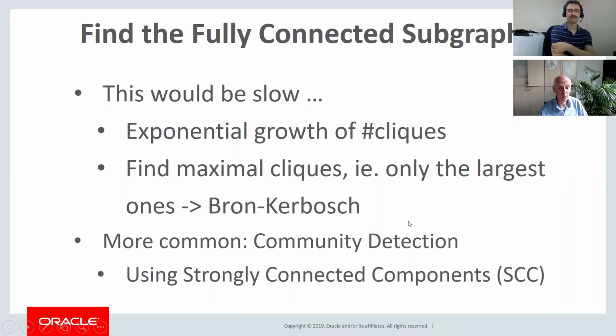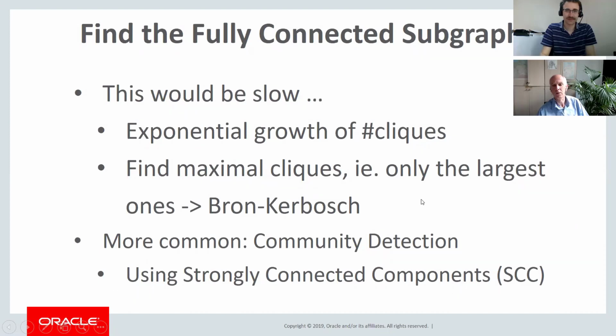We have not implemented that. We could if somebody was threatening to throw large amounts of money at us. It's actually not so complicated because we have all the building blocks as part of the product. But what people would much rather do usually on these kinds of data sets is community detection. And for that purpose, we would use what is known as strongly connected components rather than fully connected components.